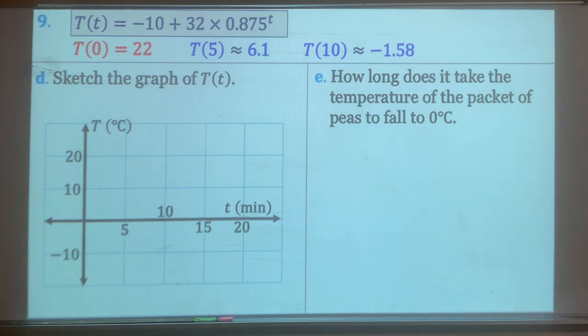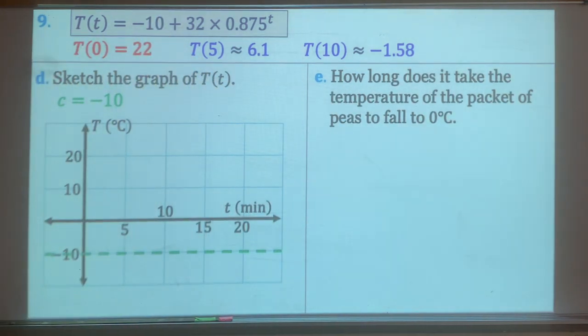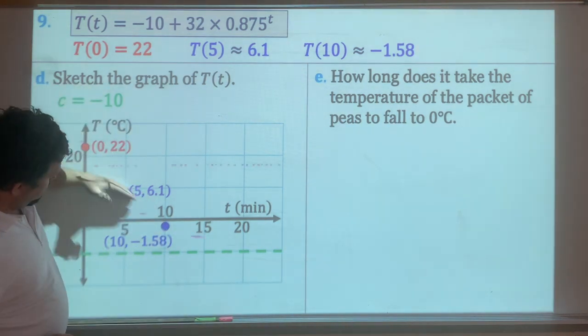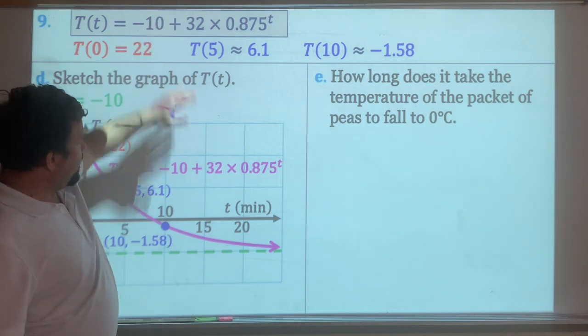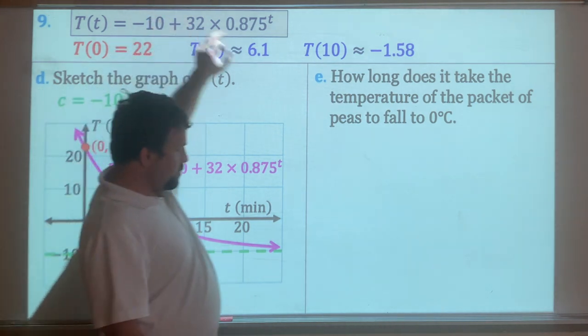So number one, where did we say our asymptote was? We said C is negative 10. So our asymptote is at degrees Celsius equals negative 10. It's always a horizontal, not a vertical. Now we can plot these points. T of 0 equals 22. T of 5 equals 6.41. T of 10 equals negative 1.58. It can go negative, that's allowed. And it hugs the asymptote. Because we have a minus 10 here, that's why it can go negative. If there was no C, the asymptote would be right here. So whatever this is, that's what you move everything to.